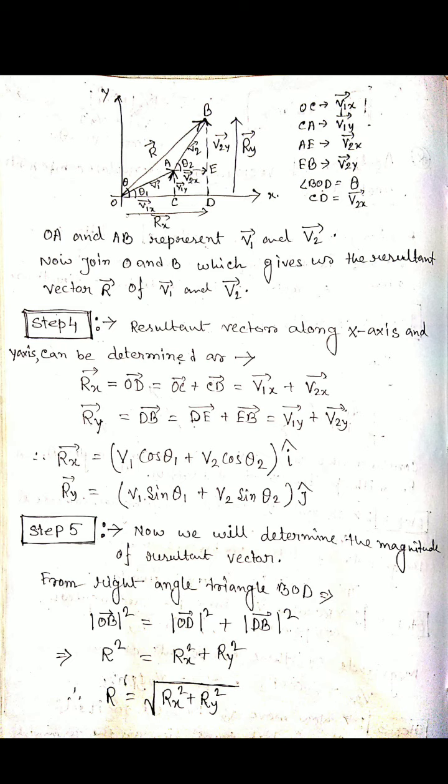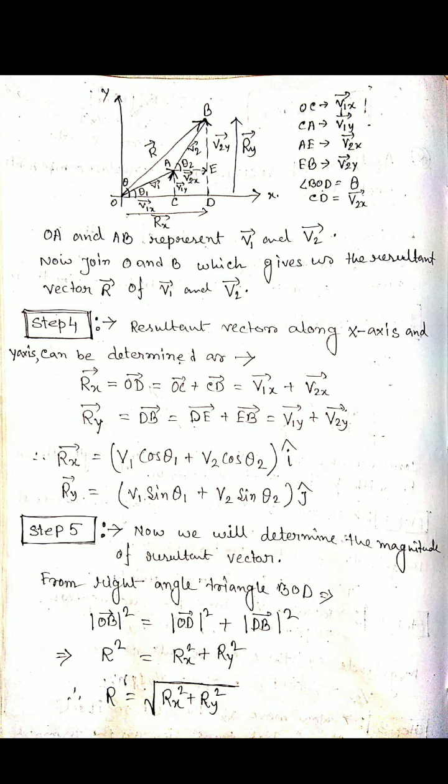So using the whole right-angle triangle BOD, we can write OB squared equals OD squared plus DB squared, where OD represents Rx and DB represents Ry.